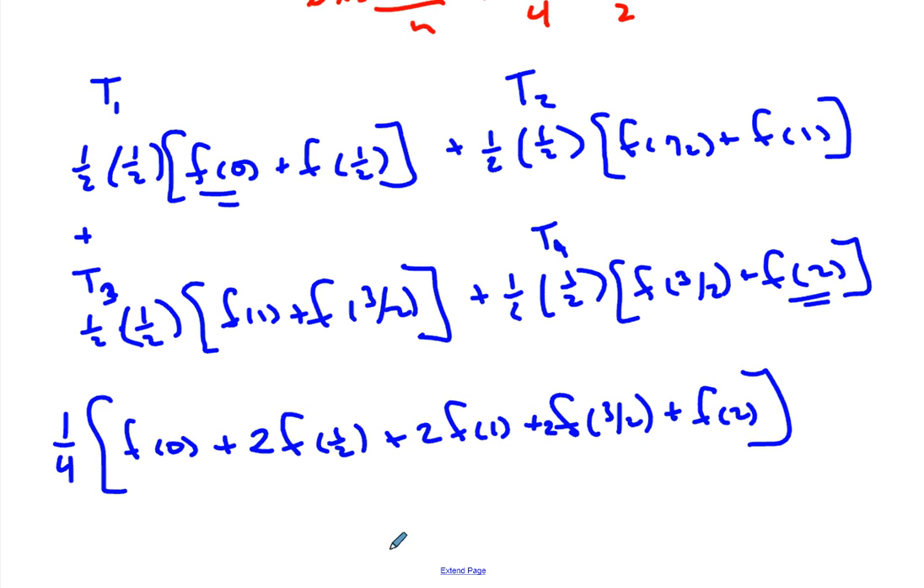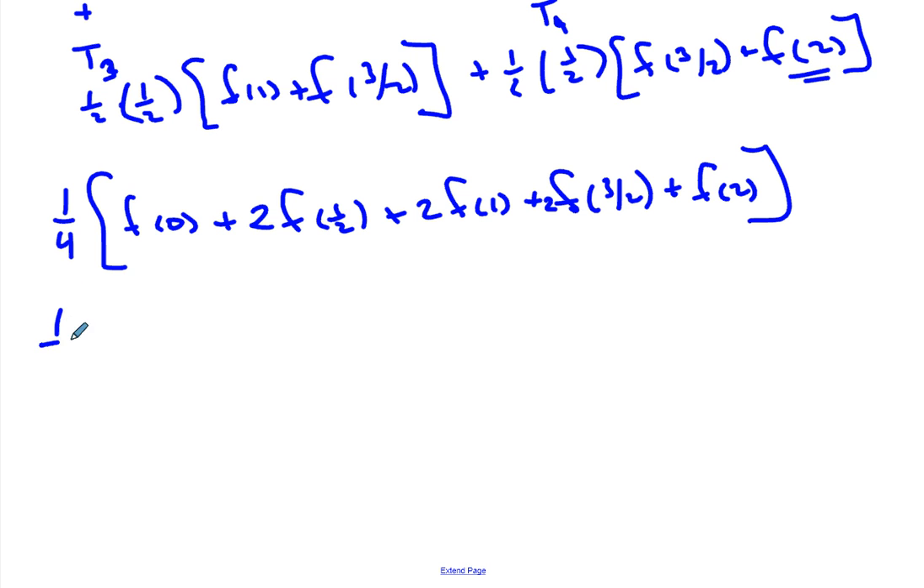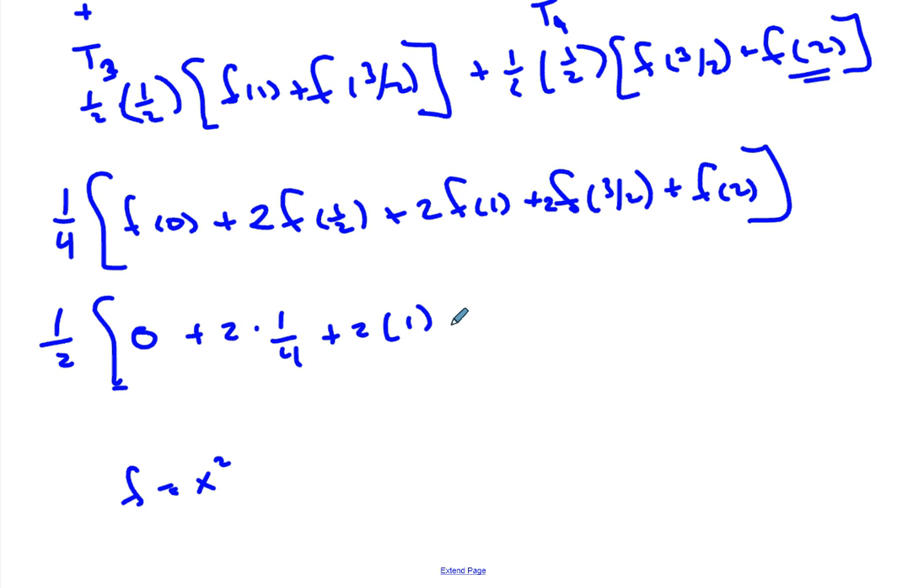Okay. So from here, to finish this up, we actually just need to plug these values into f. So you can use your calculator or whatnot. So we plug in 0 into f. If you recall, f equals x squared. So we have 0 plus 2 times 1/4 plus 2 times 1 plus 2 times 9/4 plus 4.